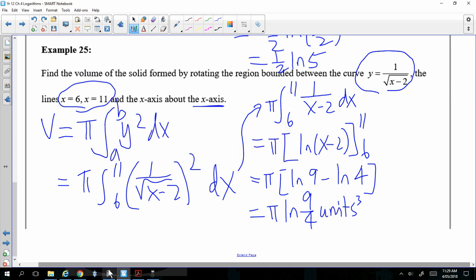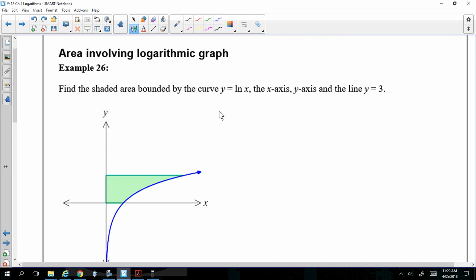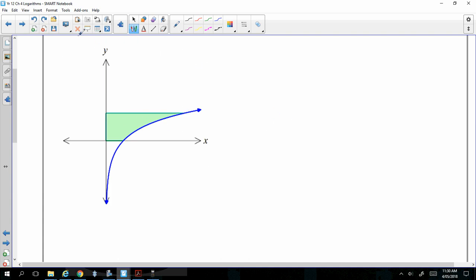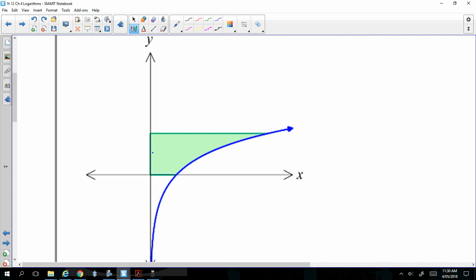Now we can also find the area bounded by the log graph. Let's look at this: area involving a logarithmic graph. Find the shaded area bounded by ln x, the x-axis, the y-axis, and the line y equal to 3. When you find the area bounded by the y-axis, use horizontal rectangles. If you add up all the horizontal rectangles, it becomes the integral of x dy from a to b. That's the area.